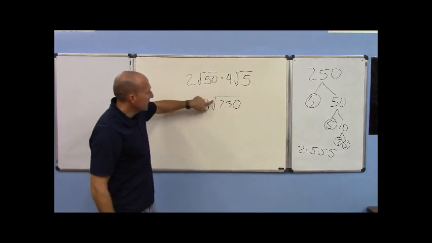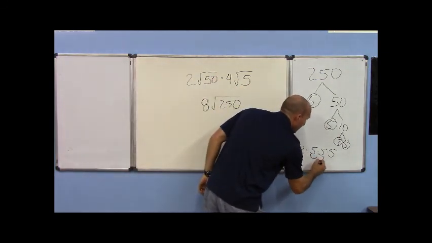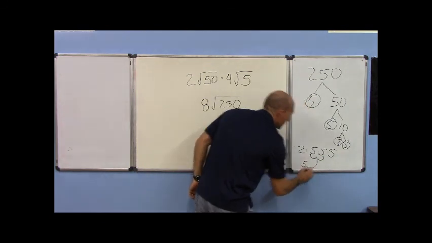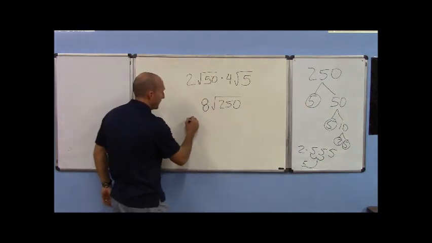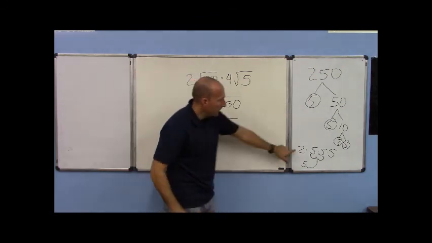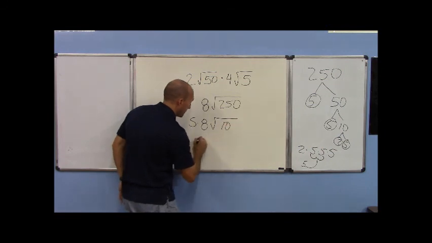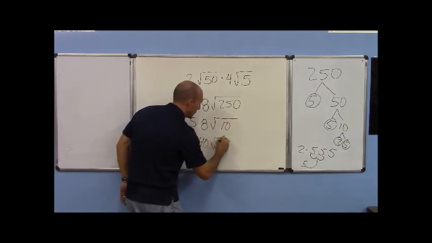The index is telling us we need 2. Well, here we have 2 5s, and they come out as 1 5. So then we have 5 times 8. We only have 1 2 and only one more 5. We can combine those together and we have 10. So it gives us 40 to the square root of 10.